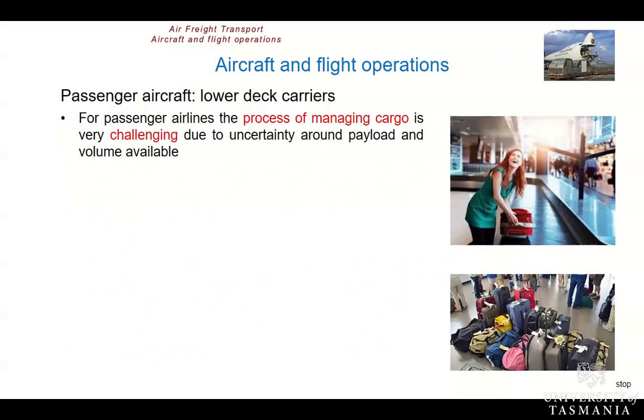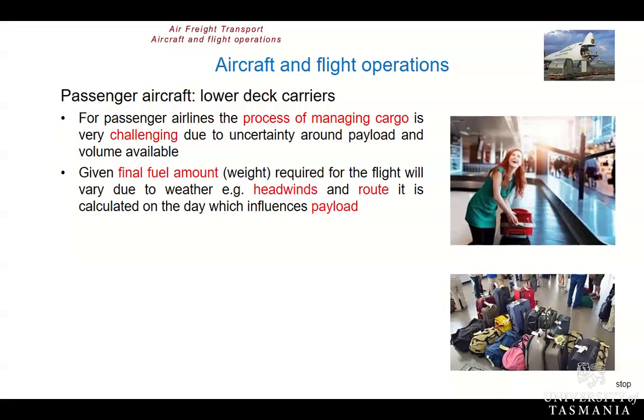So, as I said before, it is quite challenging for a passenger airline to manage cargo, but if it's done well, it can certainly achieve significant revenue for the business, mindful of not losing track of the fact that over 50% of the volume is carried by passenger airlines. So it's not without its benefits.